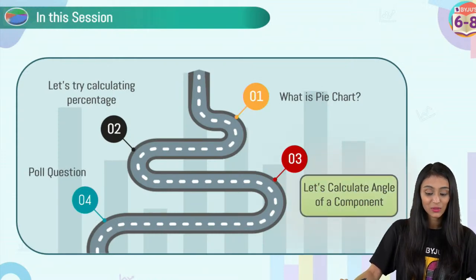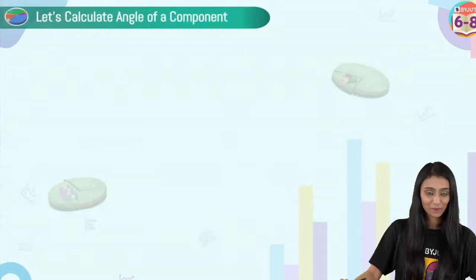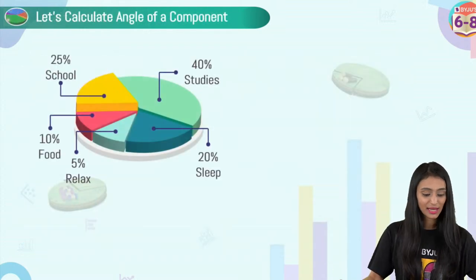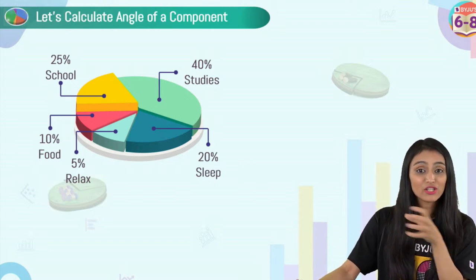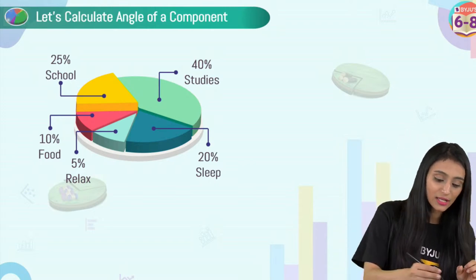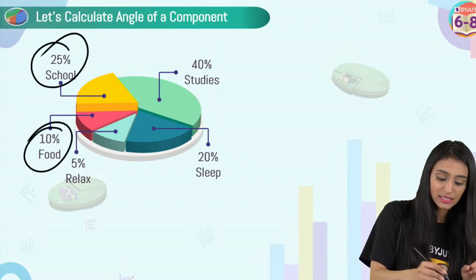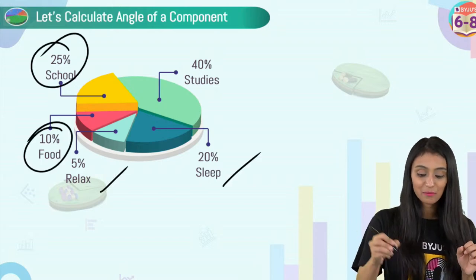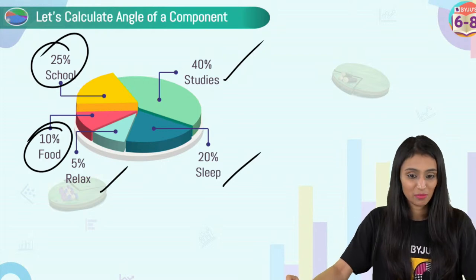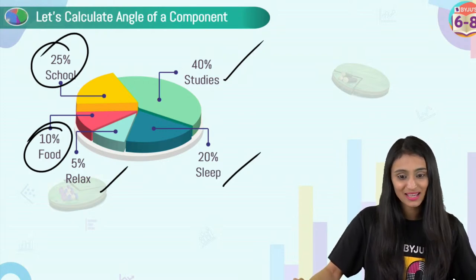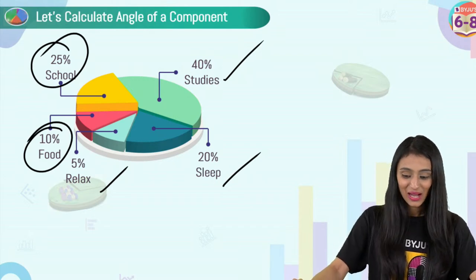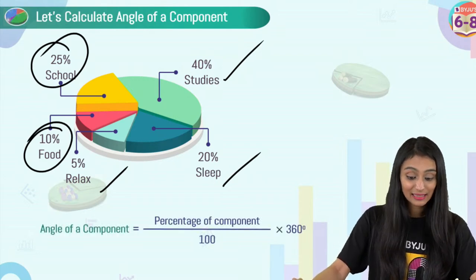Now we will learn how to calculate the angle of a component. I'm using the same example here as well. It will be very easy for you to understand. Now this time you can see that I've represented each of the proportions in percentages. School time is 25%, food is 10%, relaxing time 5%, sleeping hours 20%, study 40%. I can see that the chat is flooded with thumbs up. Amazing.